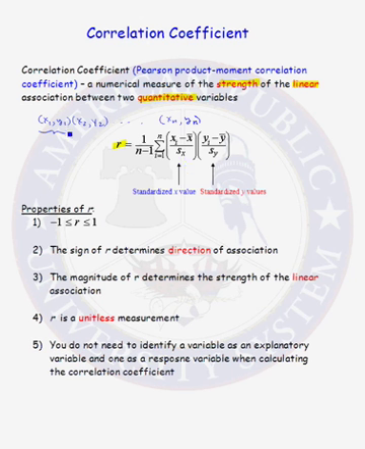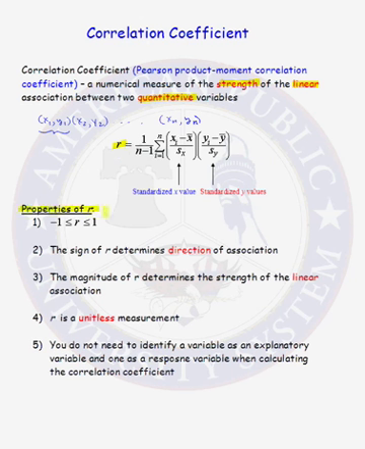We do that for each data point, add them all up, and ultimately divide by n minus 1, where n is the number of data points. That is how you calculate the correlation coefficient. You standardize an x value, multiply it by its corresponding standardized y value, do that for each data point, add them together, and divide by n minus 1, which gives you your correlation coefficient.